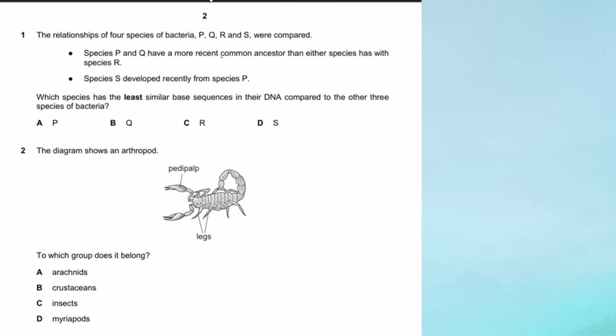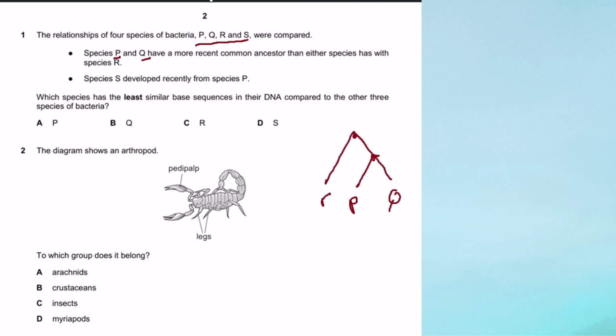Okay, so let's have a look at the first one. There's quite a lot of information in this one. We are told that 4 species of bacteria, P, Q, R, and S, are compared. We're told that species P and Q have a more recent common ancestor. So if we draw a tree, we have our P and our Q with a common ancestor we don't know about. They have a more recent common ancestor than either species has with R. So R doesn't have the same one, it's further away.